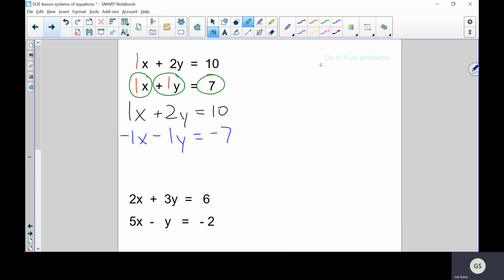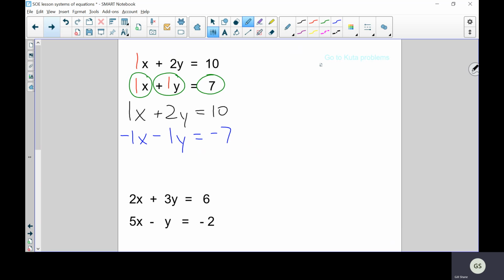Now I have an equation where I'm set up to add, and from there on out, you do the same exact thing. So I'll let you guys finish that. So go ahead and solve for x and y now. So you just, again, same thing you just did, add straight down.